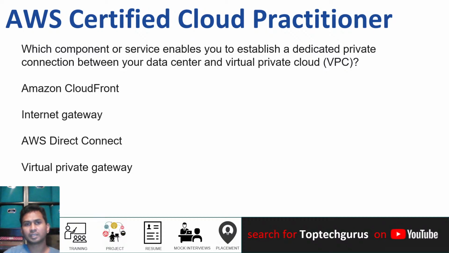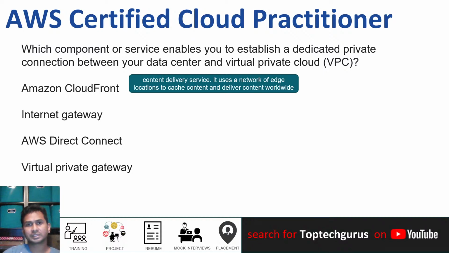CloudFront, if you know what that is, is a content delivery service. It uses a network of edge locations to cache the content and deliver the content worldwide. Internet Gateway is where, if you want to expose your subnet to the internet, then you provide the internet gateway. That's on your routing table. You provide access for the internet gateway to ingress or egress. So connections from the outside world through the internet can come into the subnet, and connections from the subnet can go out to the world through the internet gateway.